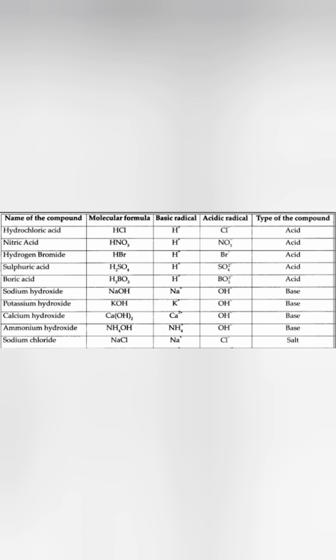If I talk about bases, that is sodium hydroxide, potassium hydroxide, calcium hydroxide, and ammonium hydroxide. For ammonium hydroxide, the basic radical is NH4+ and the acidic radical is OH-. So this is a base.